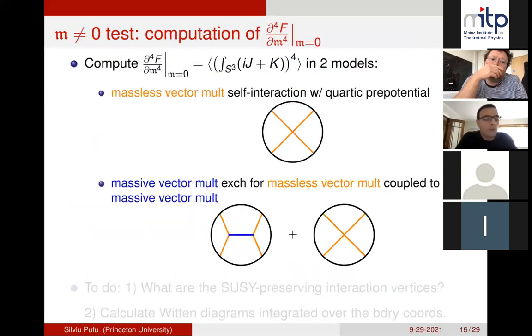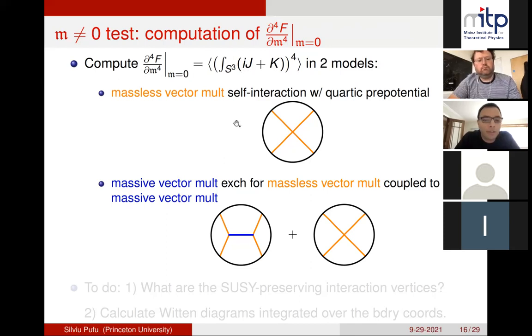Okay. So the next thing I wanted to show you was a slightly more complicated test, which is a computation of an integrated 4-point function. So suppose we take 4 mass derivatives of F and we evaluate them at m equals 0. This gives this operator integrated over the sphere. And I wanted to show you this in 2 models. One of them where this thing should depend on the bulk interaction, and one in which it shouldn't.